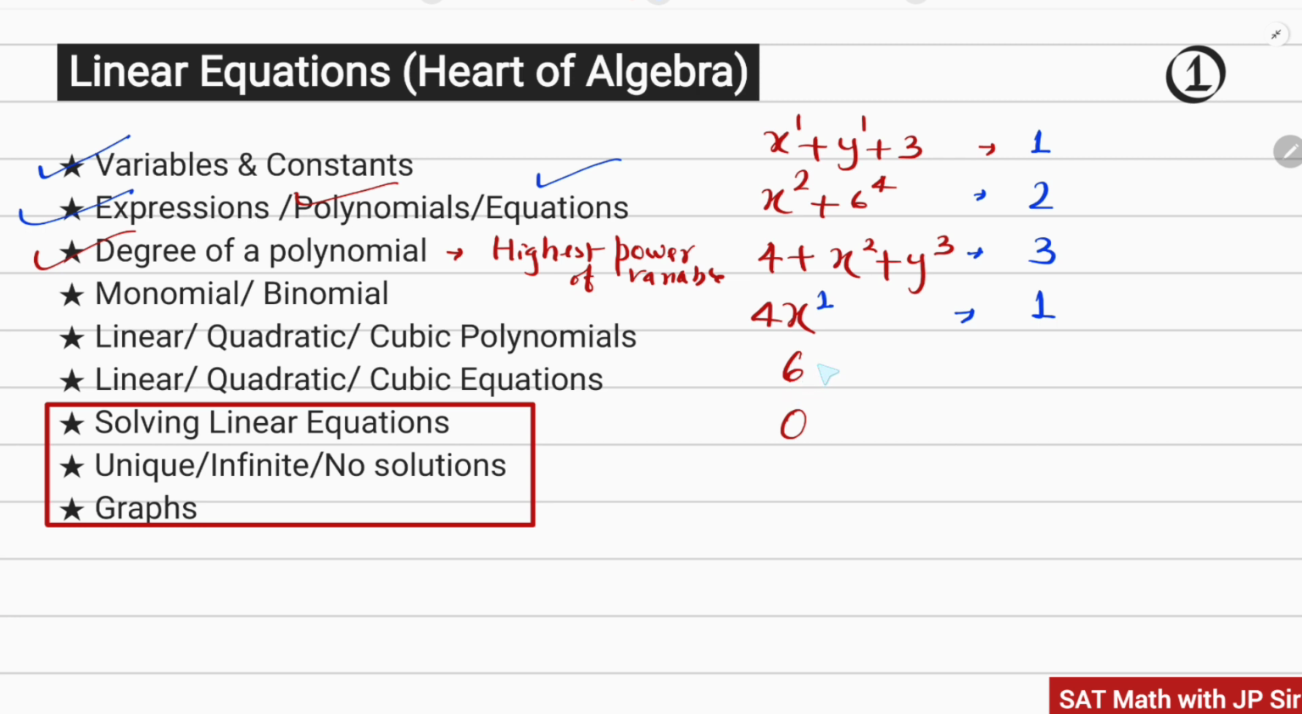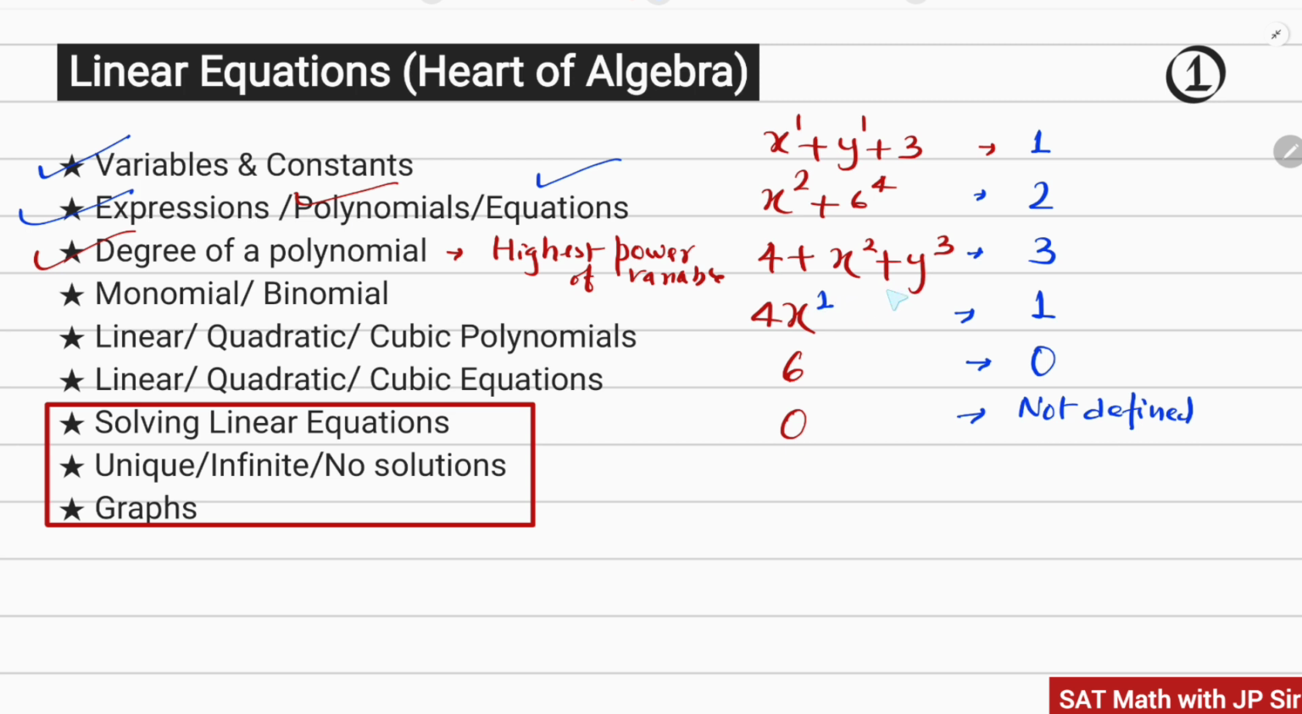What about this? Now, since there is no variable here, we can assume that there is x here, but it has 0 power. So its degree is 0. Keep in mind, whenever there is just a constant, its degree is 0. But what about 0? When you have just 0, what about the degree of this 0? Its degree is not defined. Keep in mind, whenever there is just 0, its degree is not defined. Whenever there is a constant, its degree is 0.